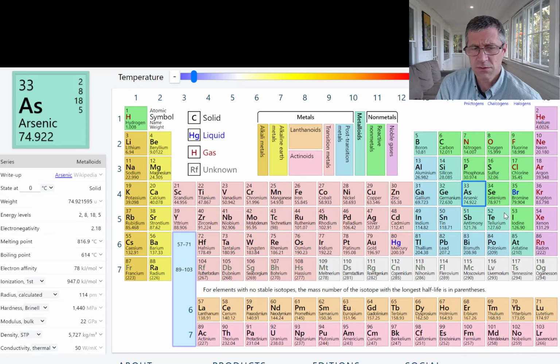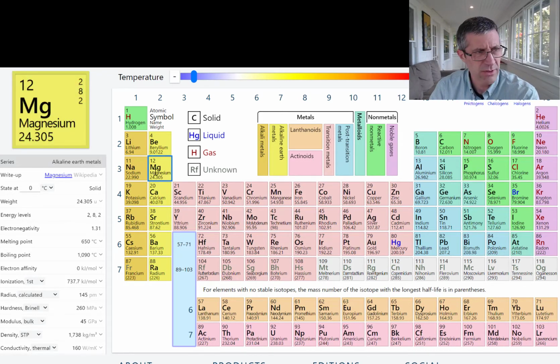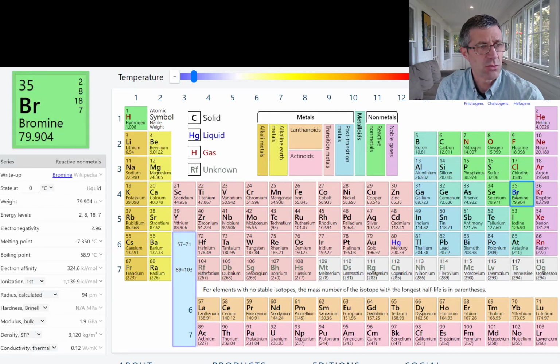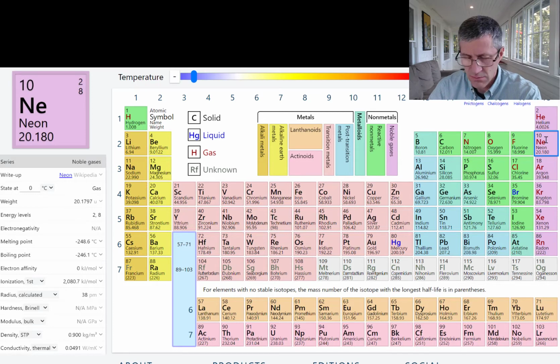Let me walk you through doing those for a few examples. Arsenic is one of those. Let me pull up my other diagram. Let's do magnesium. Magnesium, element number 12, meaning it has 12 protons and 12 electrons. Those 12 electrons are arranged in 2, 8, 2. Let's go to bromine. Bromine has 35 electrons. Good grief, I don't want to draw all of those. It has 2, 8, 18, and 7. And we could take a look at neon. Neon has 10 electrons and 2, 8.